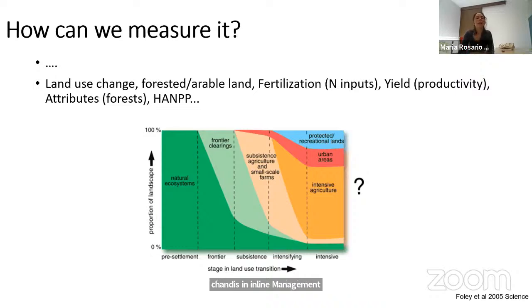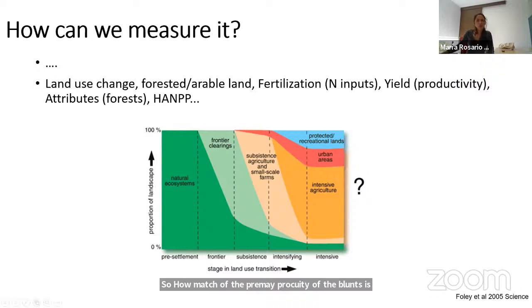Other more concrete indicators for land use intensity is just the amount of fertilization. So for example, the nitrogen inputs, or the yield productivity, because both of these variables are related. And this is more from a crop perspective, but in the forest, for example, we can also use different attributes of the forest to assess this amount of land use intensity, and other indices, like, for example, one that is very common is the human appropriation of net primary productivity. So how much of the primary productivity of the plants is appropriated for human use.